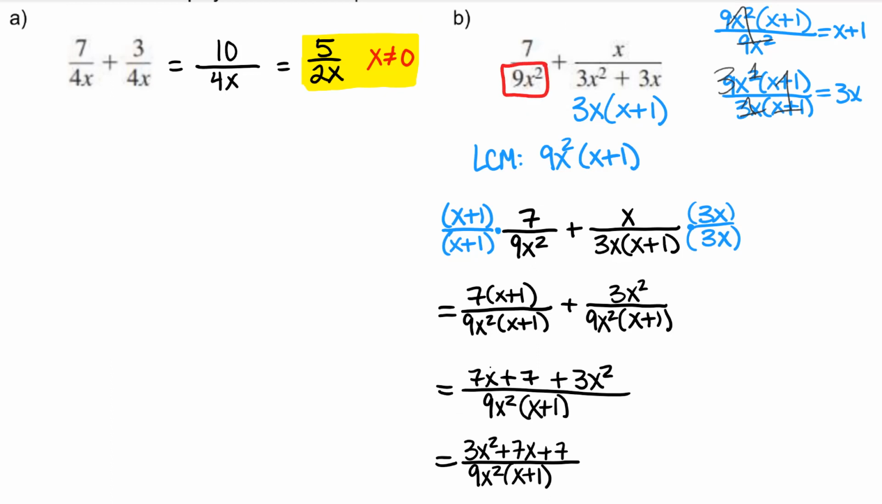This first denominator would be equal to 0 if x is equal to 0. This second denominator would be equal to 0 if x were equal to 0, or if x were equal to -1. And there's our combined ratio with its excluded values.